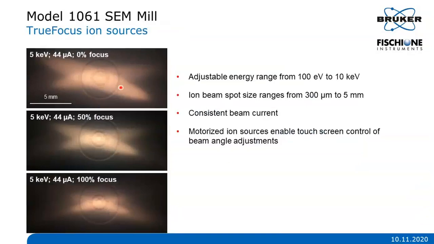The model 1061 SEM Mill is equipped with TrueFocus ion sources. We can deliver ion energy from 100 eV to 10 kiloelectronvolts. So you can see here in the picture, it is very easy to change the beam size using the focus parameter from the interface, as you can see here, keeping a consistent current.